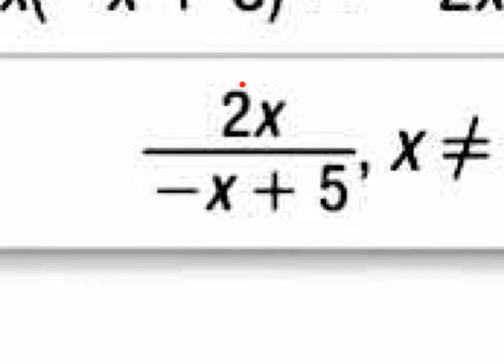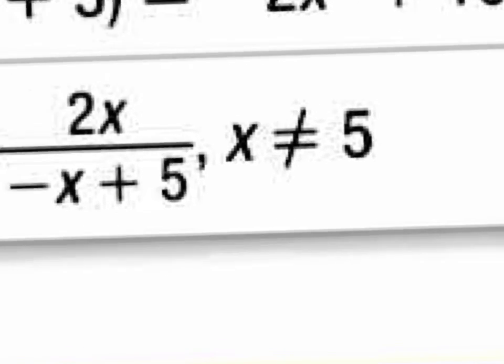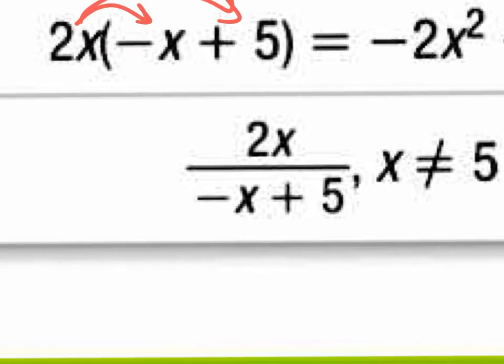Whenever you do have a function that has a variable in the denominator, you want to find out what value would mess it up, so you can state that x cannot be that value. Obviously right here, x cannot be 5, because if you have negative 5 plus 5, then it'd give you 0 in the denominator, and we know that would be undefined. So we say x cannot be 5, okay?